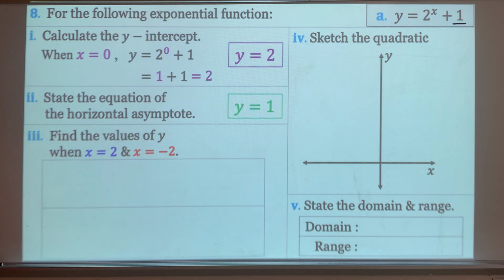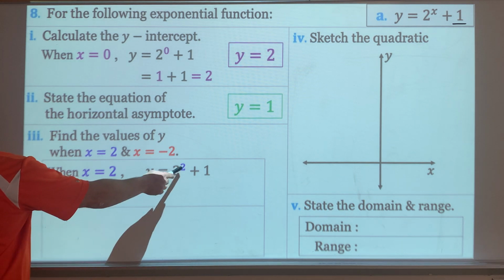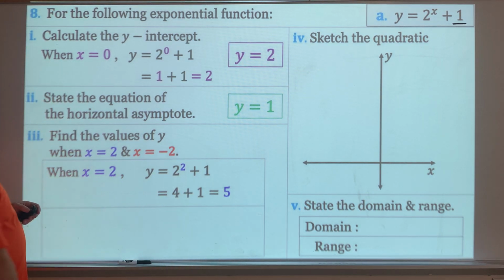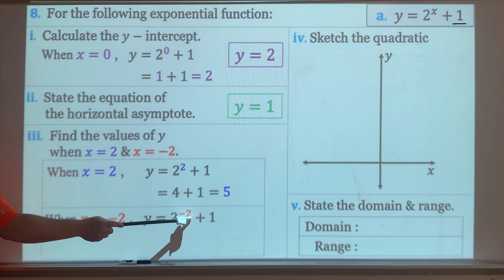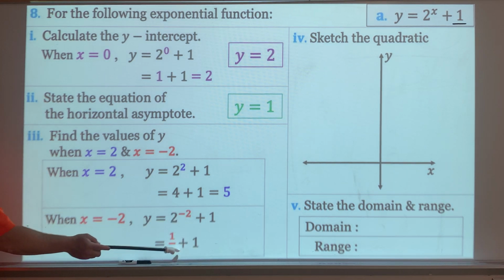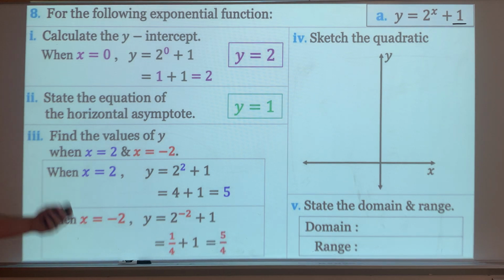Step 3. Find the y values, if x is given those things. So now we're graphing this with 2 points. The first point right here is with 2. So we take 2 and we plug it in. 2 to the second power plus 1. 2 squared is 4. 4 plus 1 is 5. So our point's going to be 2, 5. Next one, negative 2. 2 to the negative 2 is 1 over 2 squared, which is 1 over 4, plus 1, which is 5 over 4, or 1 1/4. Either one is okay. You can say 1.25, if that makes you happy.